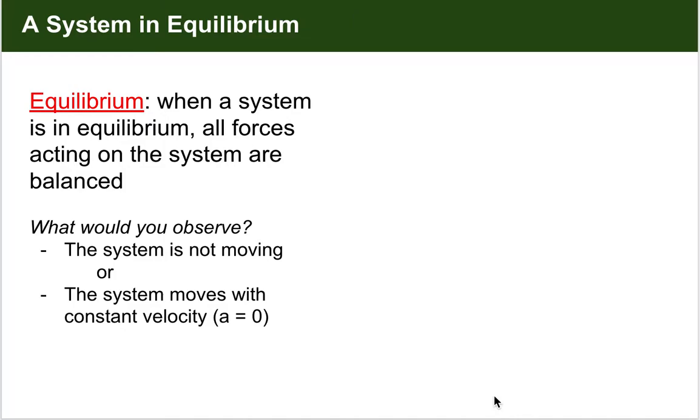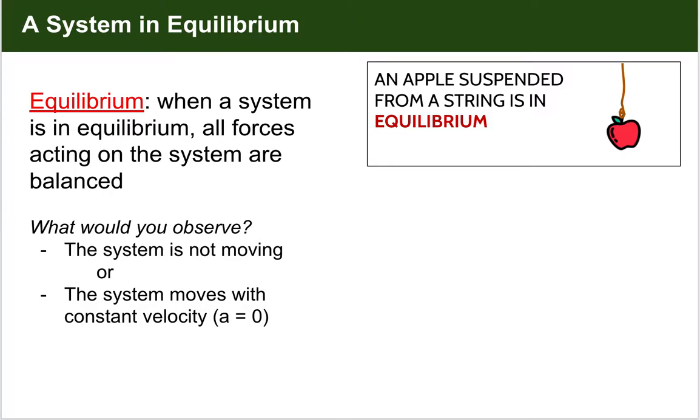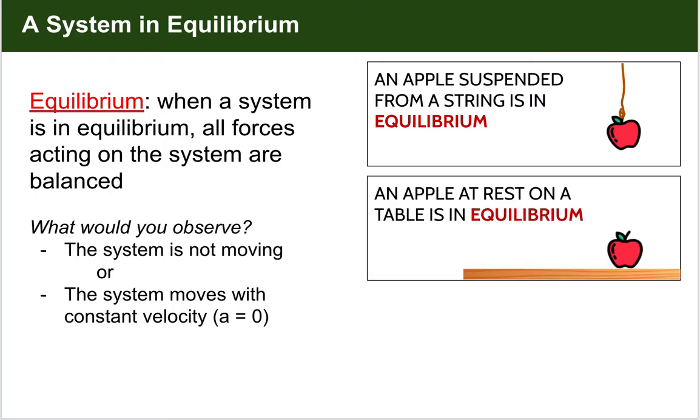We're going to look at these from a new perspective where there is some mathematics in the problem. So this would be an example we saw in the past, an apple suspended from a string. That apple's not moving, it's in equilibrium. An apple at rest on a table. Again, anything at rest is going to be in equilibrium because if there's no motion, then there's no change to the motion, so the forces would be balanced.